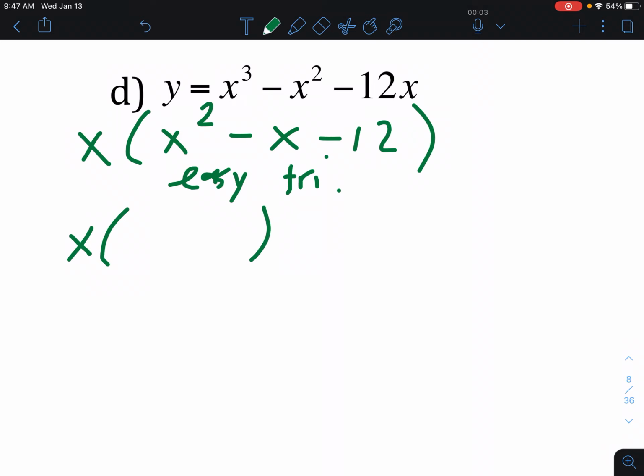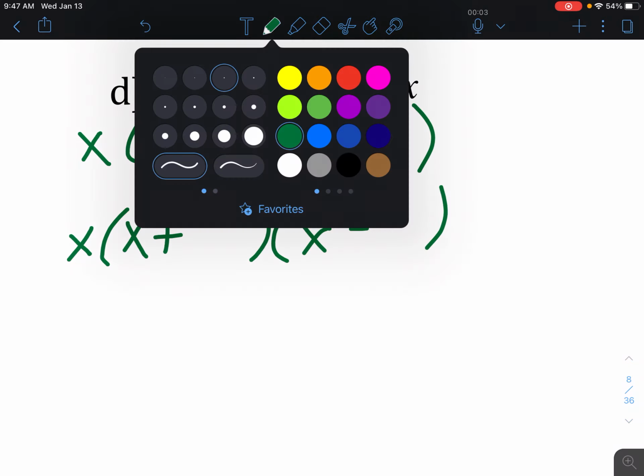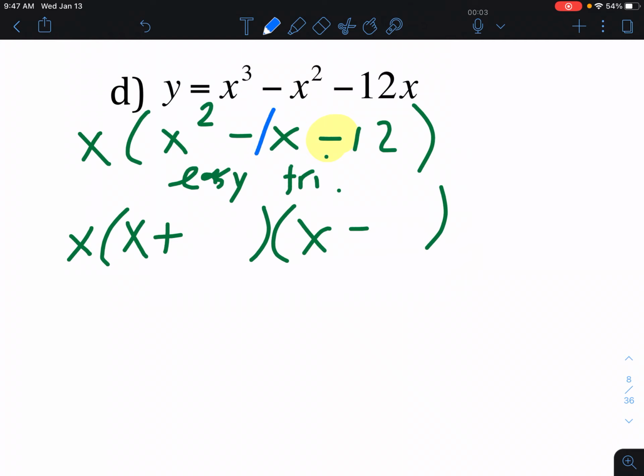And then your signs: your c is a minus, so your signs must be plus minus. And I need two numbers that multiply to get negative 12 and subtract to get negative 1. That would be pretty easy. That would be 3 and negative 4. Remember, the sign of b goes to the bigger number, which is negative, such as negative 4.